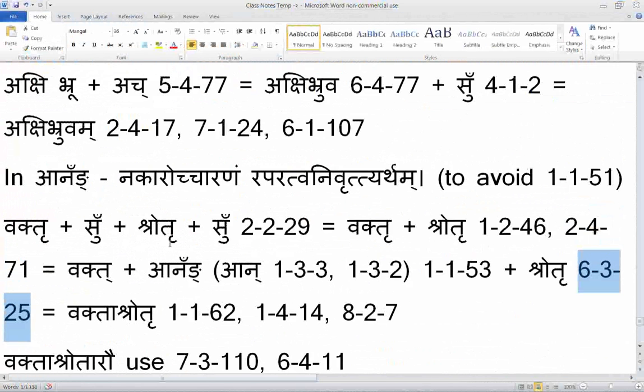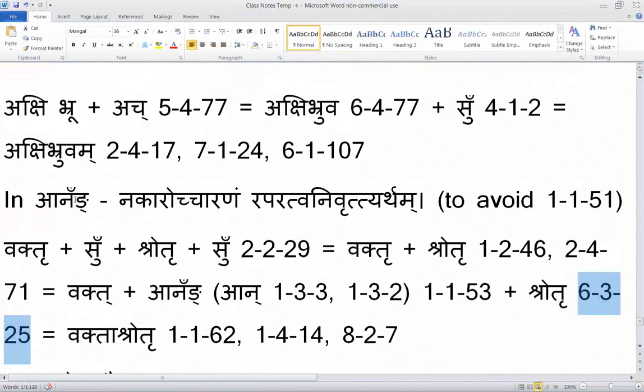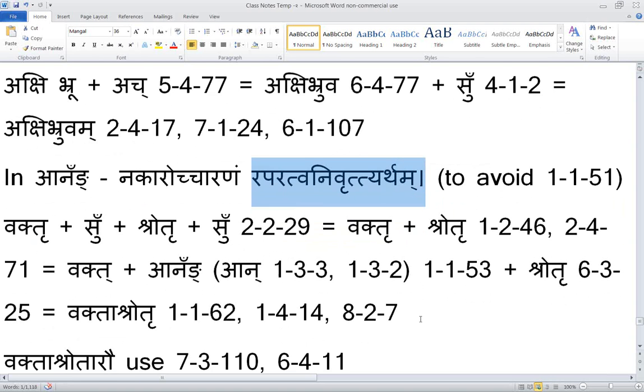Now, one more thing we mentioned: why does Panini put the Anangadesha? Why not just put the Akaradesha? Anang Nakarasya Prayojanam Kim. Even if we had just the Akaraha, could we not get the same form? No. Because if we just made the Akaradesha, then Uran Raparaha would have come. So Nakara Ucharanam Raparatva Nivrityartham: in order to avoid Uran Raparaha, we get the Anangadesha. We did this last time.